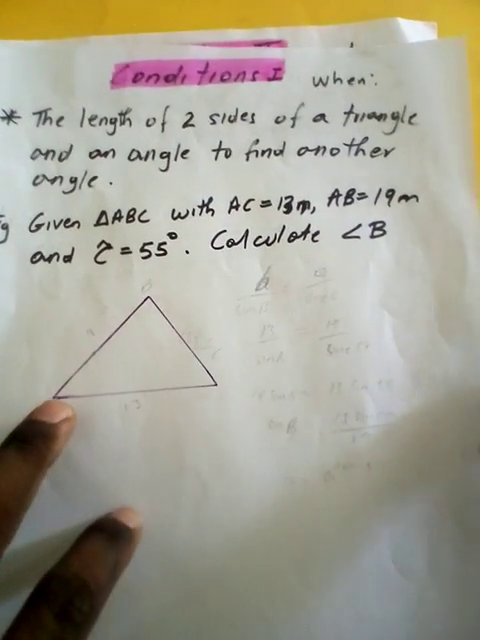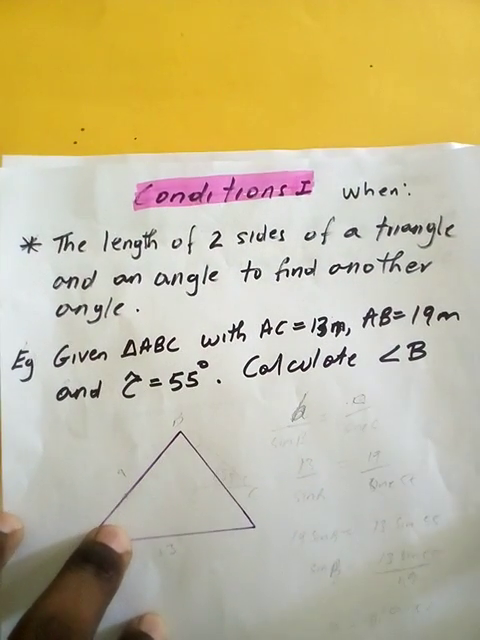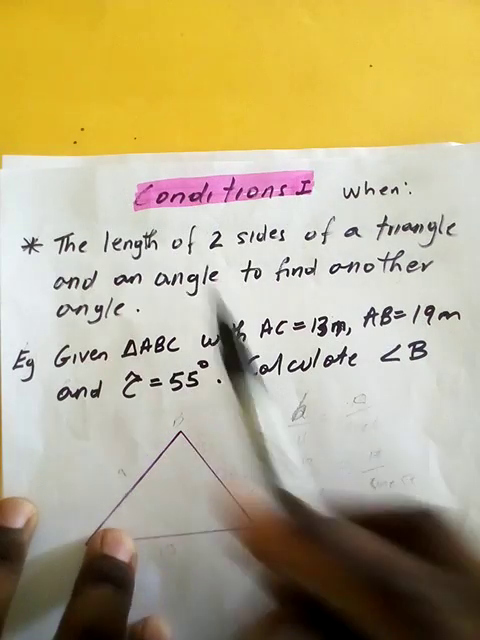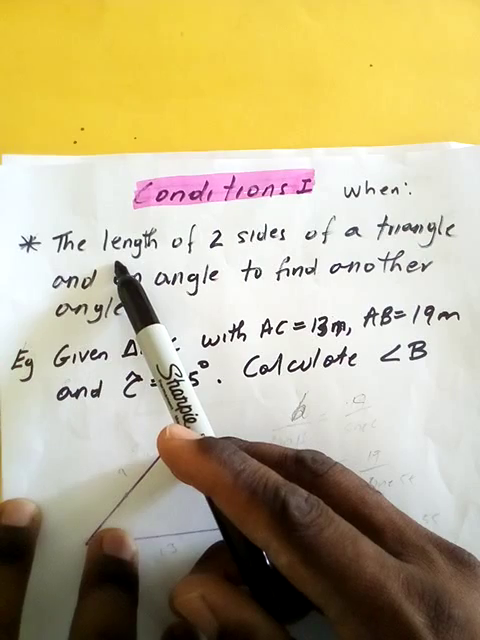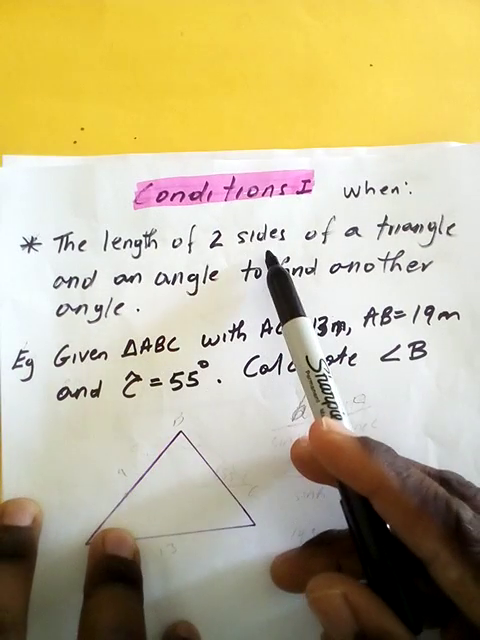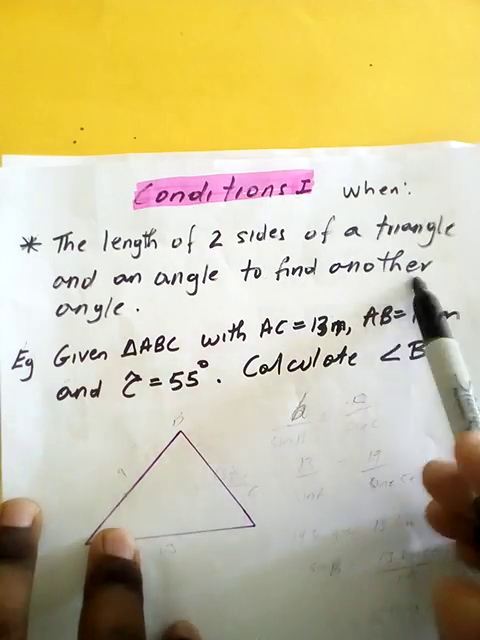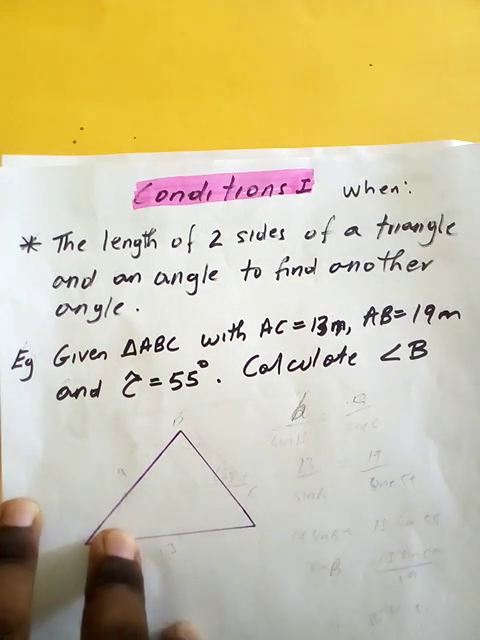It's used to find missing angles and sides. Let's look at different conditions under which we use it. Let's look at condition 1. Condition 1 says that when you're given the length of two sides of a triangle and an angle, you can find another angle. So you're given two sides and one angle and you're asked to find another angle. This is one time you can know when to use the sine rule.